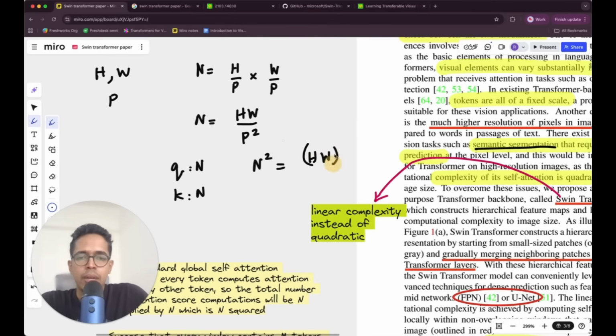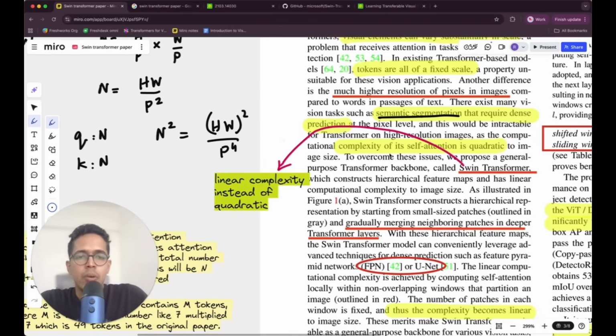HW the whole square divided by p raised to 4. So you have to take these many dot products to construct attention scores. So the complexity of calculation of attention scales as the square of HW. And what is HW? Now, total number of pixels, which is the image size. So total, the attention complexity scales quadratically with the image size. That is what they have mentioned here. Complexity of its self-attention is quadratic to image size.